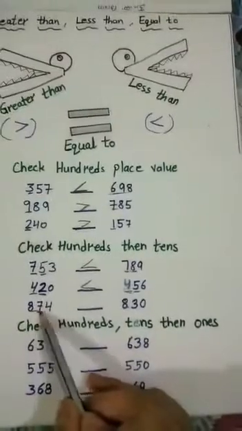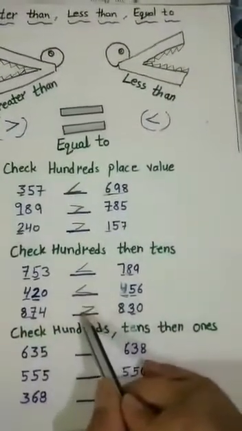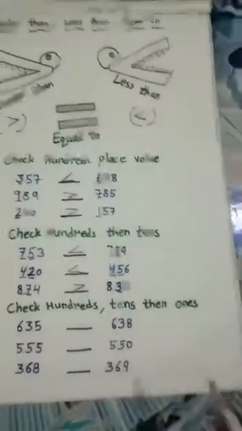Now again 8 and 8, the hundreds place values are same. Again we will check the tens place value. 7 and 3. Which is big? 7. So which sign will come? Greater than. Got it, dear student?